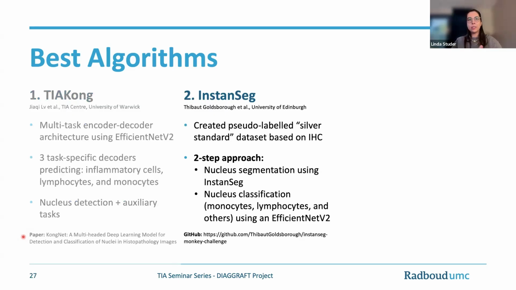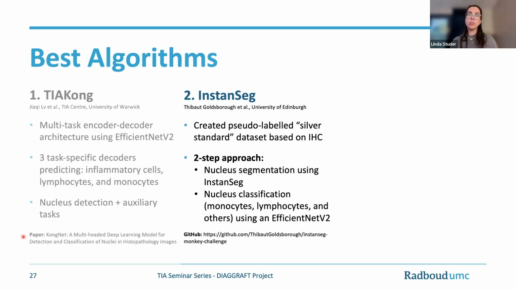Then InstantSec was actually the only team, or the only person, who used the immunohistochemistry data that we made available, which was also really exciting to see. So Thibaut first trained a detection model that detected the monocytes and lymphocytes on the IHC, and then applied it to larger areas. He created what he calls a silver standard data set, with pseudo-labeled data, which he was then able to transfer to the PAS since all of the slides were registered.